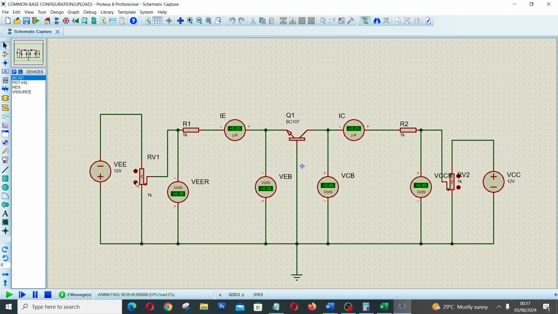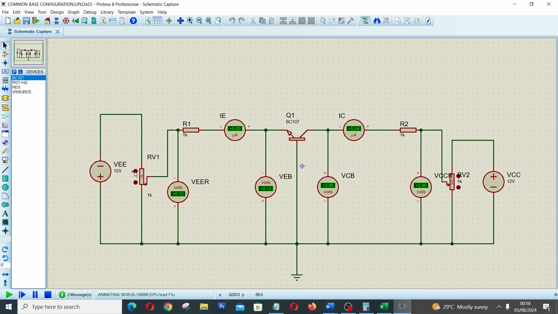Let's set this to 0 first. VCB at 4 volts. We use this one to set it at 4 volts. Let's see. Okay, 3.96 is what we can get, so it is equivalent to our 4 volts.